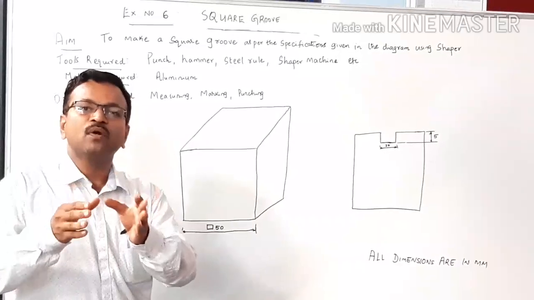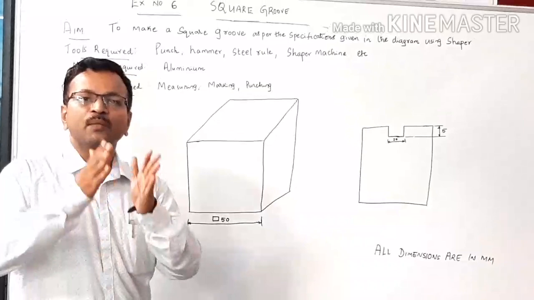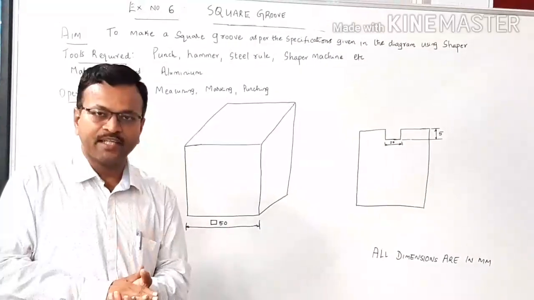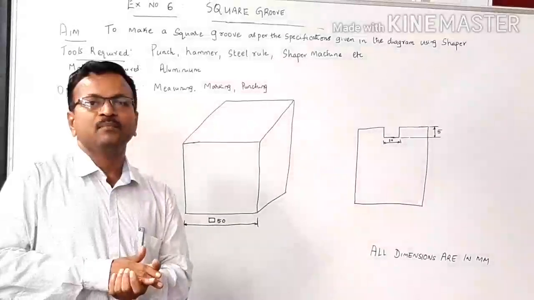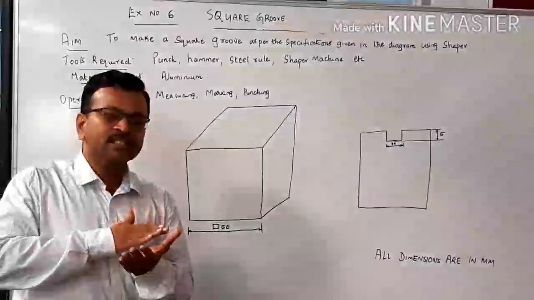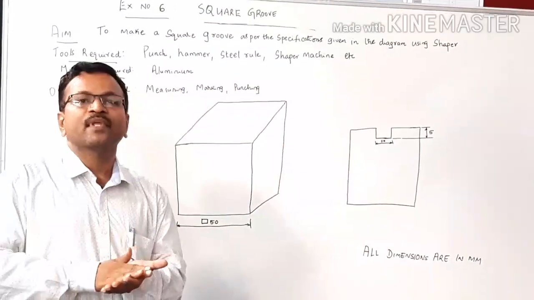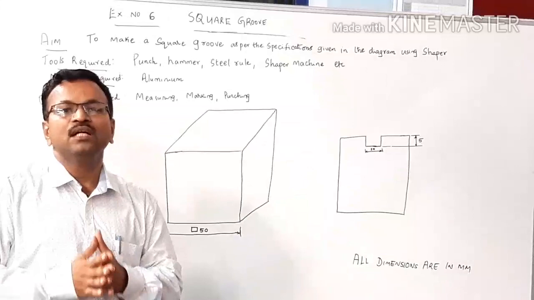They will ask the question, what is the difference between a shaper and a planer? In the shaper, the workpiece is stationary and the tool is reciprocating. But in the planer, the workpiece is reciprocating and the tool is stationary. This major difference you have to understand.